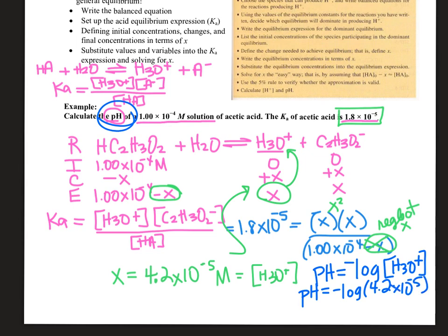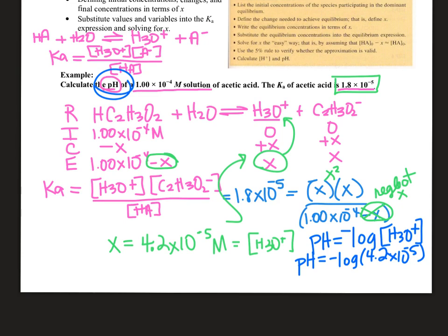When I plug that into my calculator, I'm going to end up getting a pH equal to, so sig fig wise, when we do our sig figs for pH, the number of sig figs that I have, so there's 2, is the number of decimal places I want my pH to have.